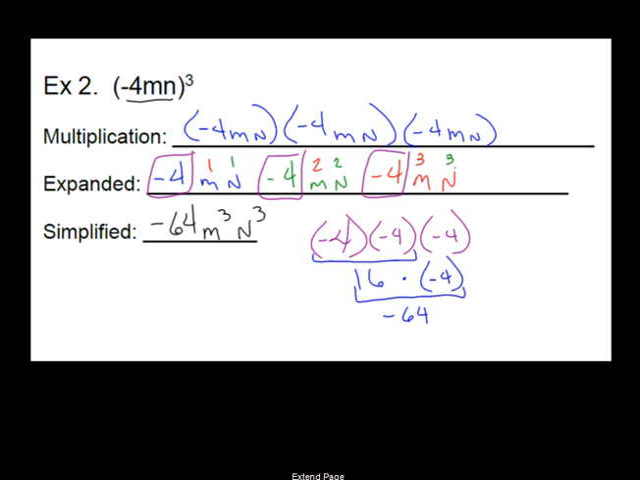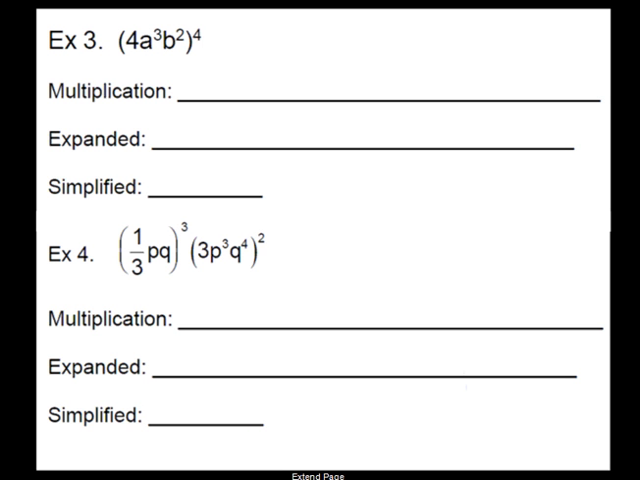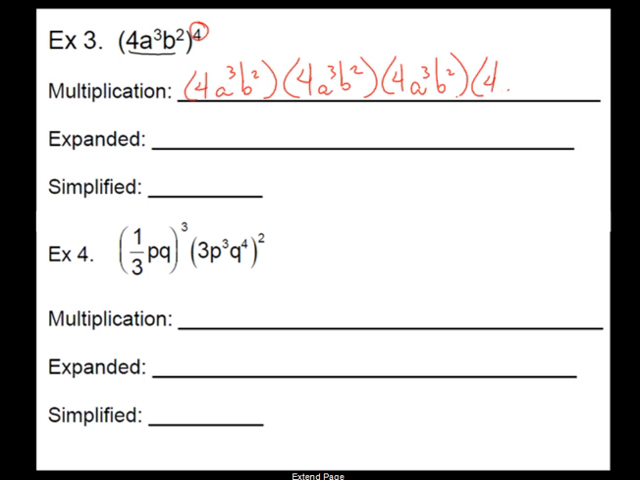Looking at example 3. In example 3 here, I'm going to take all the stuff that's inside the parentheses and do it 4 times, because that's my exponent on the outside here. So I'm going to have 4a cubed b squared times 4a cubed b squared times 4a cubed b squared, and then one more here, 4a cubed b squared.